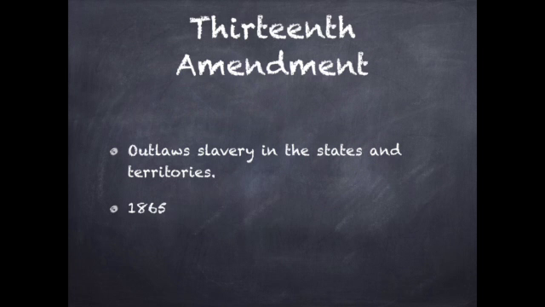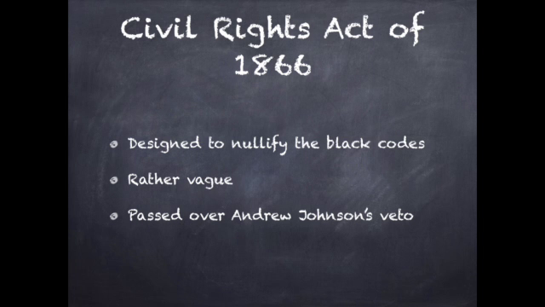So the 13th Amendment, 1865, outlaws slavery in all the states and territories. The Civil Rights Act of 1866 was designed to head off the black codes at the pass. And it was really vague, easy to get around, so more legislation was necessary. But just to show you how out of step Andrew Johnson, the President of the United States, was with Lincoln, he actually vetoed that bill, and it was passed over his veto.